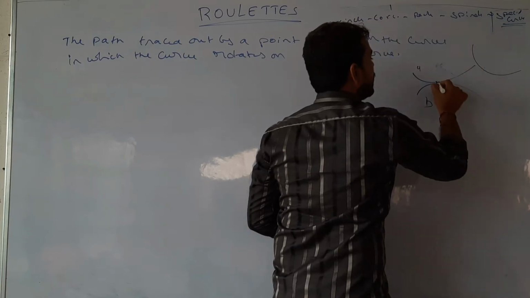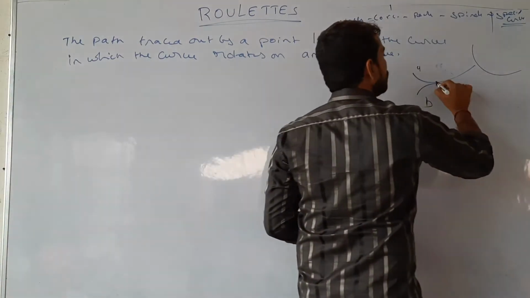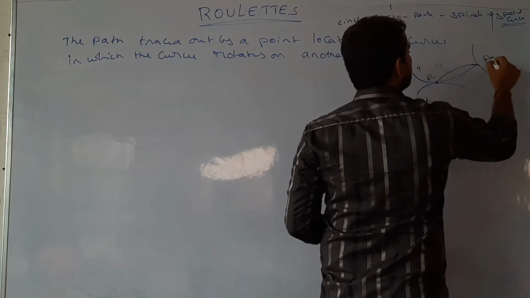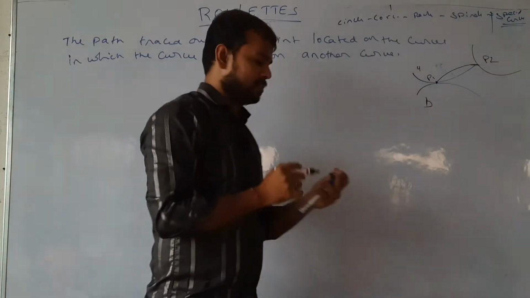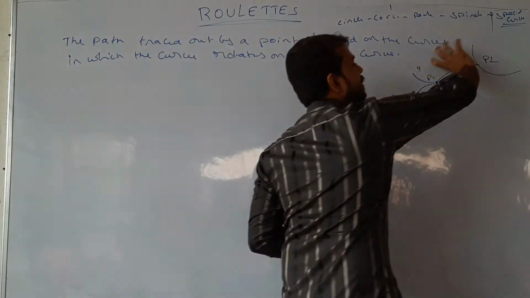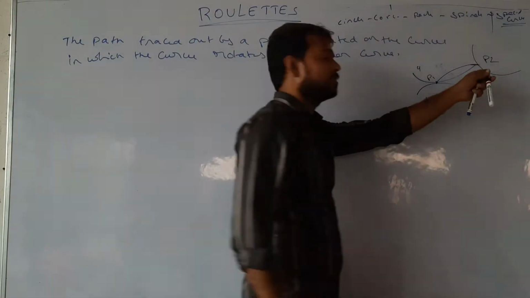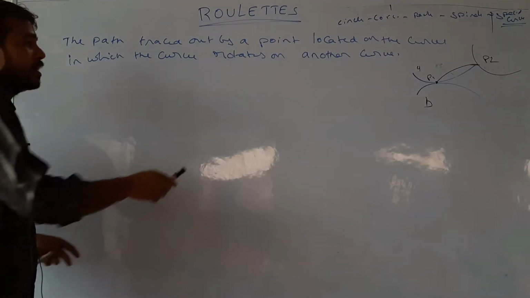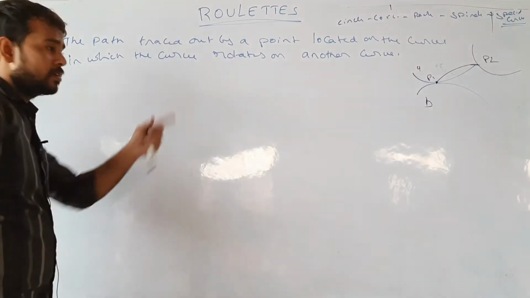Then if I locate a point here, how will that point move? The point will move like this. This is position P1, this is position P2. This is the curve and it rotates like this. Just telling you for the idea. Two curves should rotate like that.